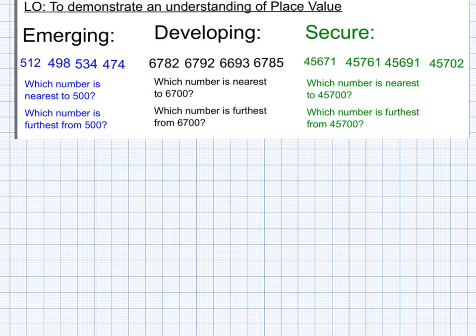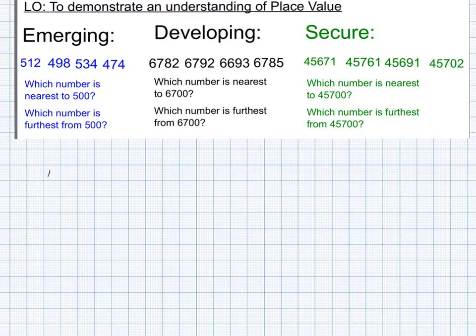A second aspect of place value looks at numbers which are nearest to a given number. In this case, we're looking at numbers closest to 500. All four of these numbers would round to 500, so we need to think about which are the closest. Now, children often will assume that numbers bigger than 500 are going to be closer than numbers which are smaller, i.e. the 400 starting point. But you need to teach them to focus on numbers either side.